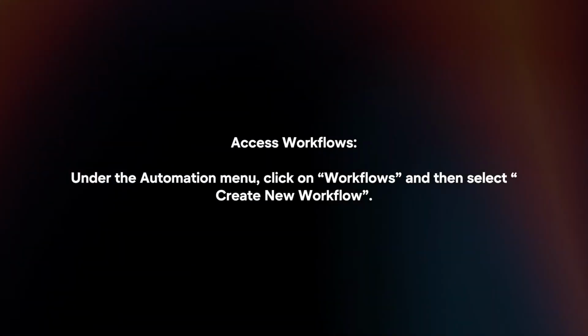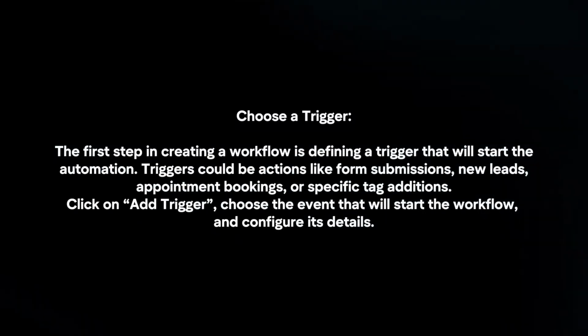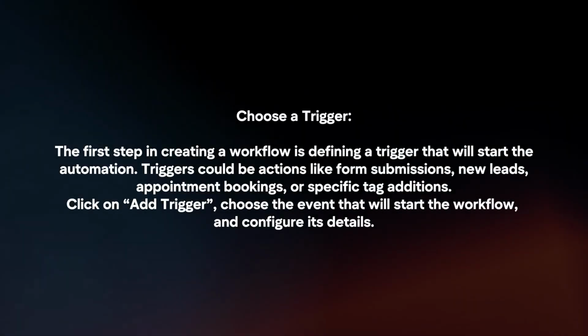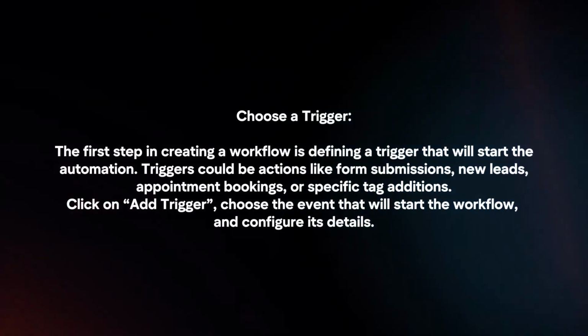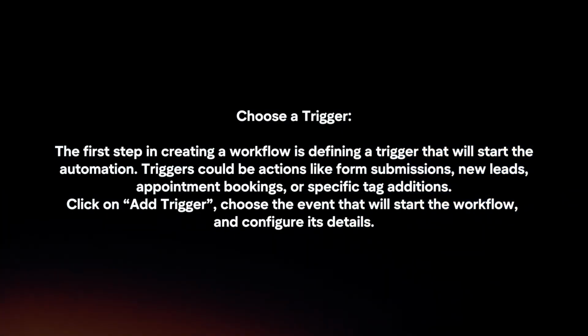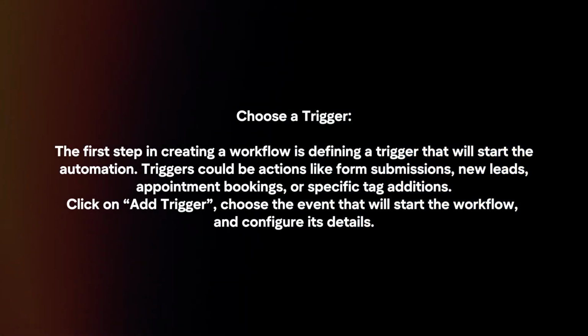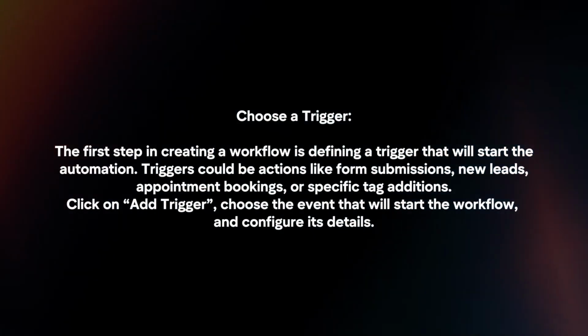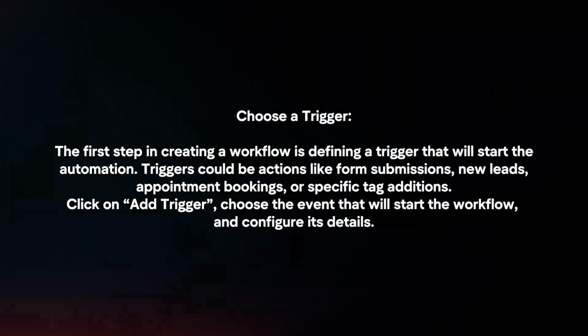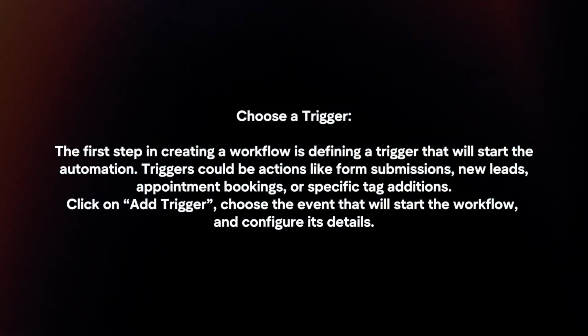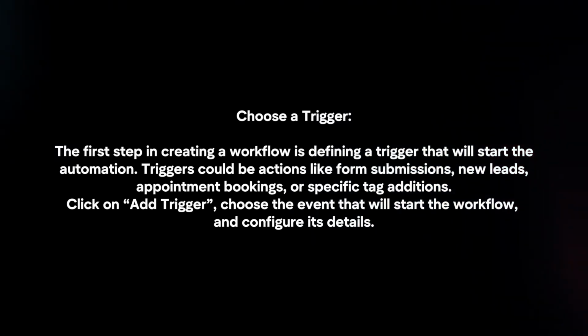Access workflows. Under the automation menu, click on workflows and then select create new workflow. Choose a trigger. The first step in creating a workflow is defining a trigger that will start the automation. Triggers could be actions like form submissions, new leads, appointment bookings, or specific tag additions. Click on Add Trigger, choose the event that will start the workflow, and configure its details.